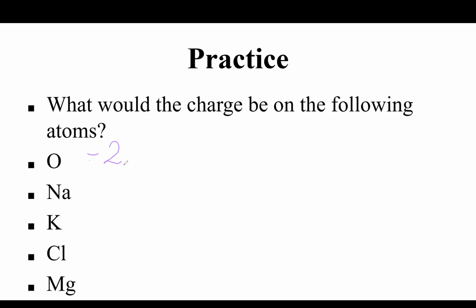Sodium is in group 1. It has 1 valence electron, which means it'll lose that 1 valence electron to be +1. Potassium is in group 1. It also is going to be a +1 because it'll lose it. Chlorine is in group 17. It's going to gain 1 electron to become chloride. Magnesium is in group 2. It'll lose its 2 electrons to become +2.